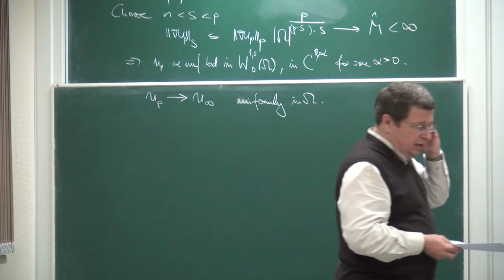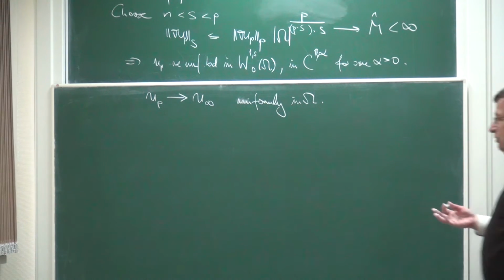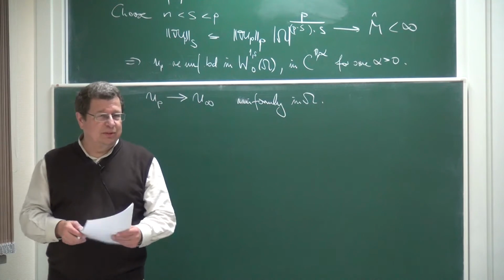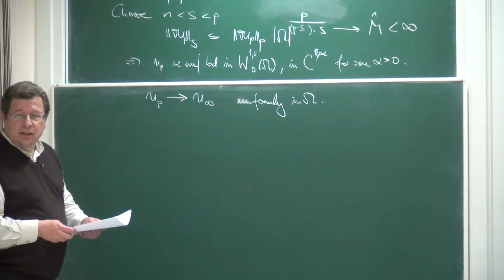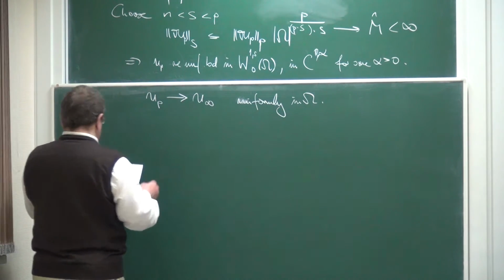So that is a good candidate for a viscosity solution to some limiting equation, because viscosity solutions should be lower semi-continuous on one hand, upper semi-continuous on the other hand, and here we have a continuous function that is a good candidate. That's the first step. Second step.